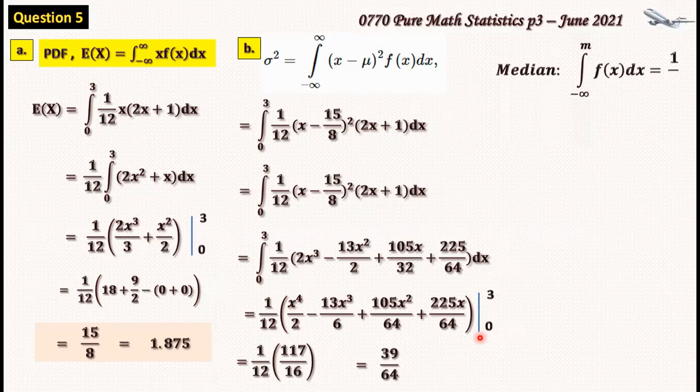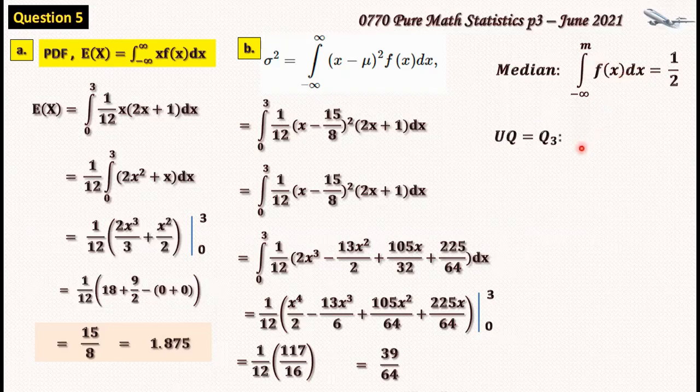And lastly, they want us to calculate the upper quartile. To find the upper quartile, we know that the median is given by the integral from negative infinity to the median of f of x dx equal to a half. That gives us half of the curve. Now, the upper quartile is the 75th percentile, and a half is the 50th percentile. So the integral from negative infinity to the upper quartile of f of x dx should be equal to 3/4. If you talk about the lower quartile, we work with the integral from negative infinity to the lower quartile of f of x dx equals 1/4.